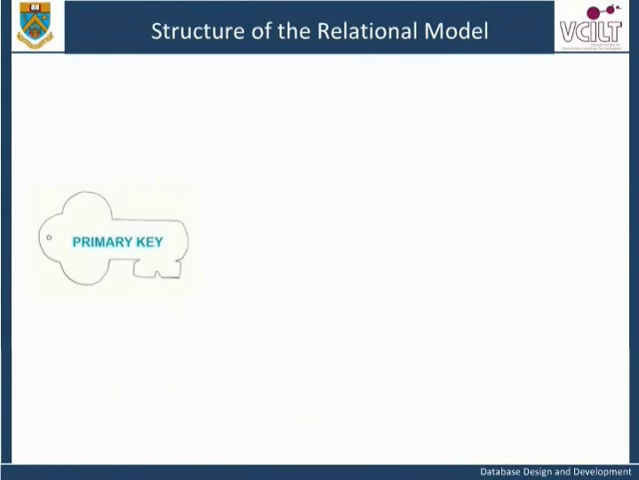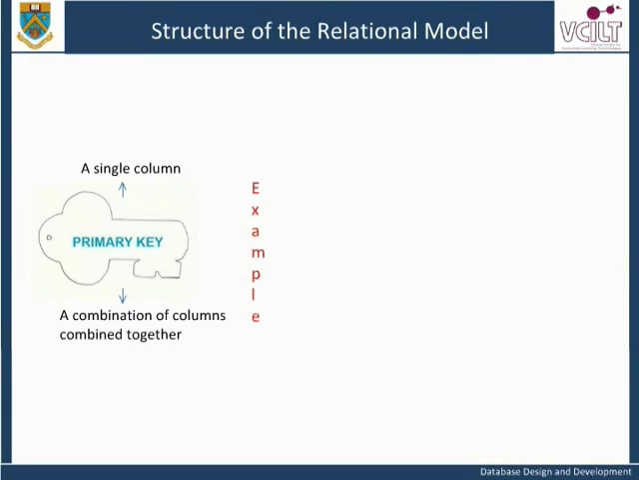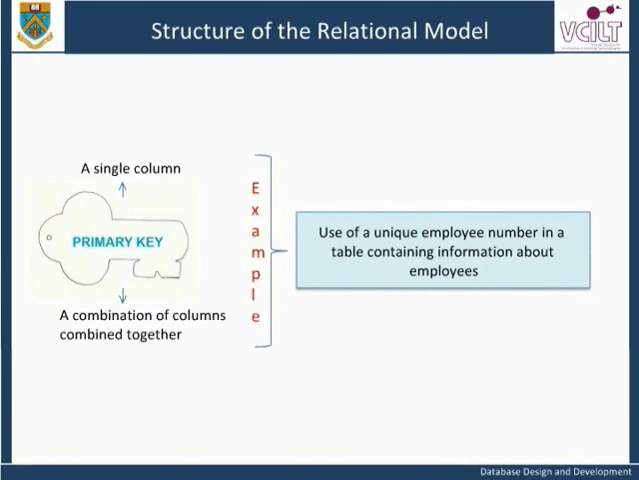Primary keys may consist of a single column or a combination of columns combined together. An example of a single table column would be the use of a unique employee number in a table containing information about employees. Click on the button to view an example where we use two columns to form a primary key.